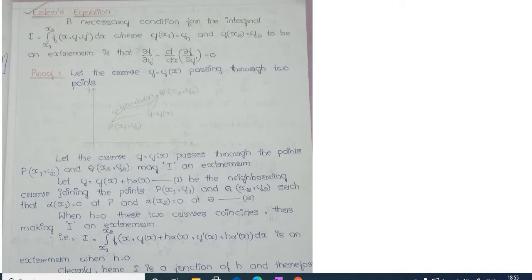Let the curve y equal to y of x pass through 2 points. Here P is one point, Q is another point. Let the curve y equal to y of x pass through the points P of x1 y1 and Q of x2 y2, and let I be an extremum on this curve y.